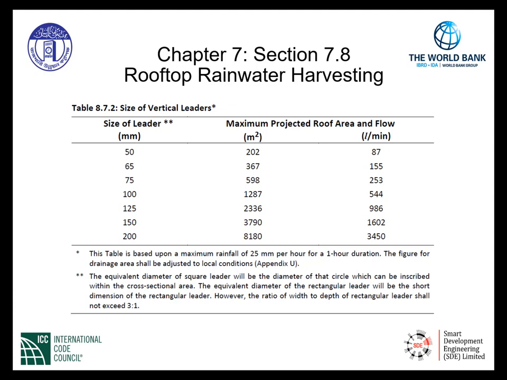This table is based on rainfall of 25 millimeters per hour. The size of the leader will need to be adjusted to local conditions, as typical 25-year rainfall values vary from 65 to 100 millimeters in Bangladesh. The values can be obtained from the map located in Appendix R. Once the maximum projected roof area and/or flow are calculated, the value can be obtained directly from the table.